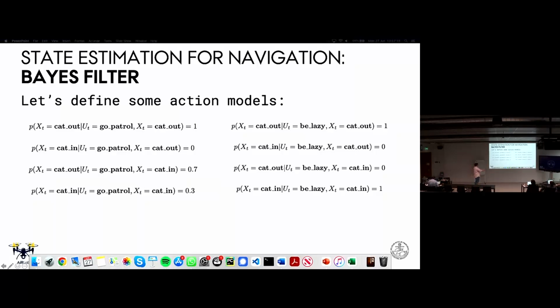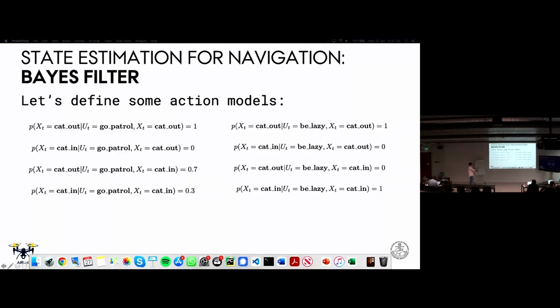So this particular action model is not going to change the state that we're currently in. However, going on patrol is going to change it. If the cat is, for example, outside and he wants to go on patrol, he's going to obviously go inside. So he's going to... This should actually be x t minus 1, sorry, excuse me. So this is the state prior.